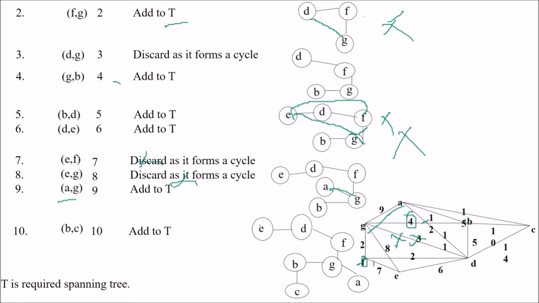Then next is BC. And what is this? This is 10. We add it to BC. So see, we have covered all the nodes A, D, F, G, A, B, C. All the nodes are covered. And this is our spanning tree.